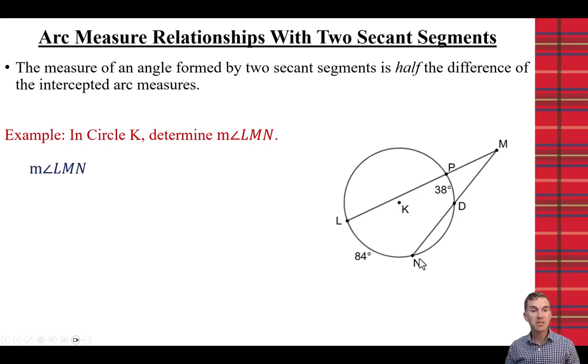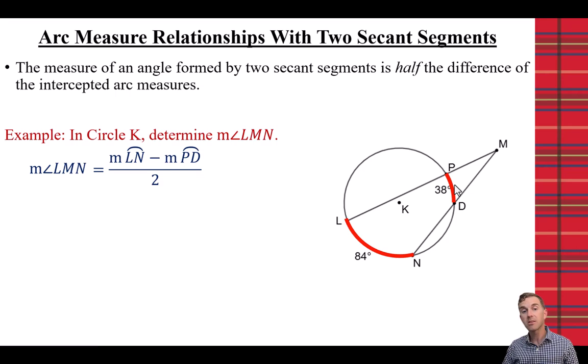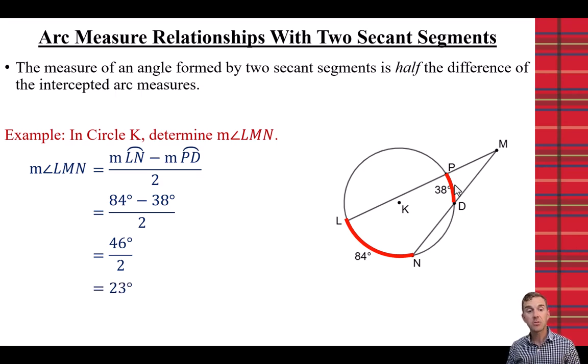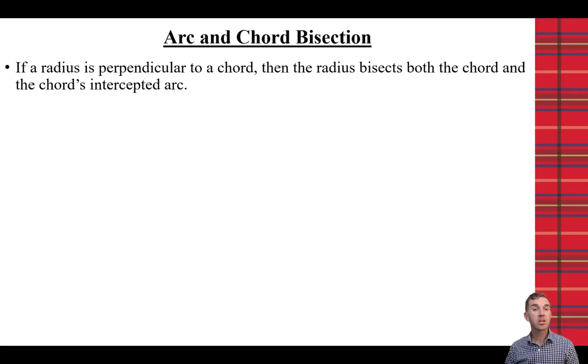And so if I look and say, well, I need those two arcs, and I want to determine their difference and then divide by 2. So I'm going to do the larger minus the smaller and then divide by 2. And it has to be that direction because measurement is always positive. So 84 minus 38 is going to give me 46 degrees. And I divide that by 2. That would tell me that that angle measure of LMN out here, this angle right here, is going to be 23.